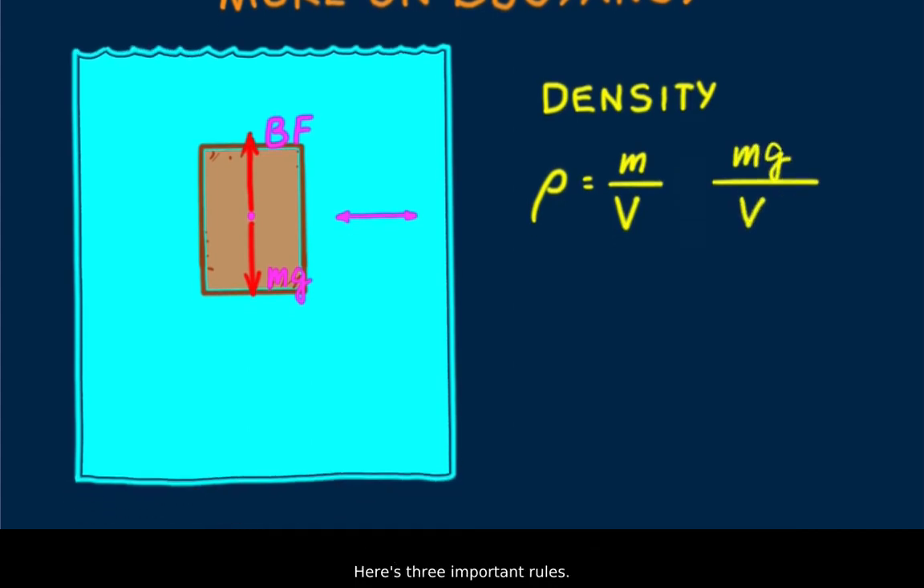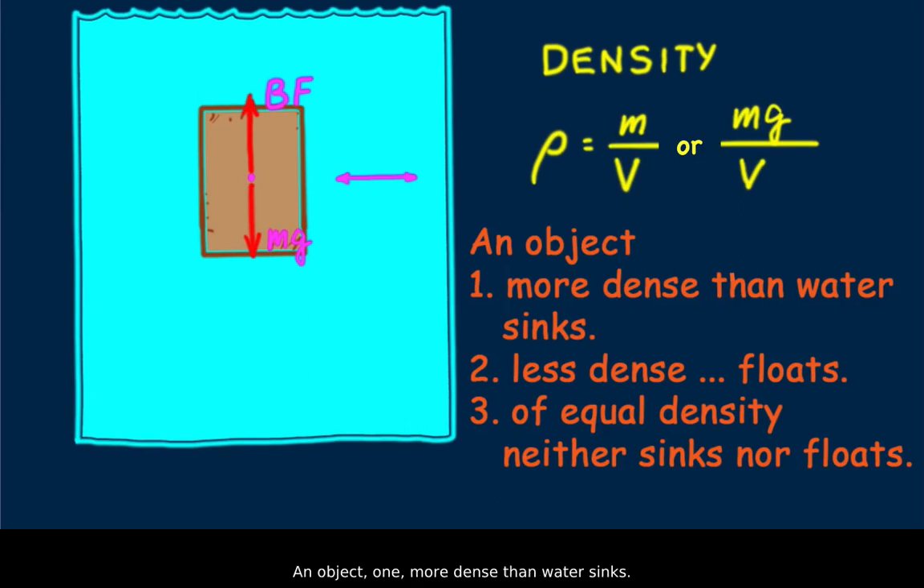Here's three important rules. One, an object more dense than water sinks. Two, less dense than water floats. Three, with equal density as water, neither sinks nor floats. So an iron nail sinks, a piece of wood floats, and a fish with a density that matches water neither sinks nor floats. This makes sense. These rules apply to fluids in general, even air, as we'll see in later lessons.